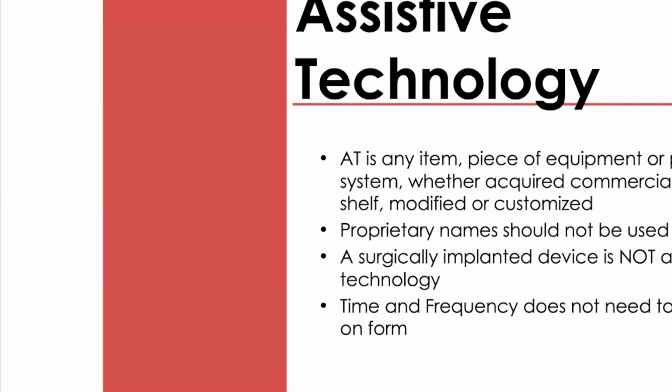So when we move into assistive technology, you need to remember that assistive technology is any item, piece of equipment, or product system, whether it's acquired commercially, off the shelf, modified, or customized. Its proprietary name should never be used. So please do not put that a student will use the LAMP system on an iPad, because a district may not have an iPad. However, they may have another electronic device, or a comparable product other than LAMP.